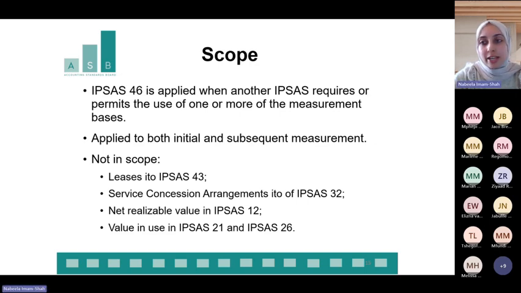Now, when should entities apply IPSAS 46? IPSAS 46 is applied when another IPSAS requires or permits the use of one or more of the measurement bases. It's applied to both initial and subsequent measurement. Now, what's not in scope of IPSAS 46 is leases. The measurement is done in terms of IPSAS 43. Service concession arrangements, net realizable value, because that is dealt with in IPSAS 12 on inventories, and also value in use, which is covered in the IPSAS standards on impairment.